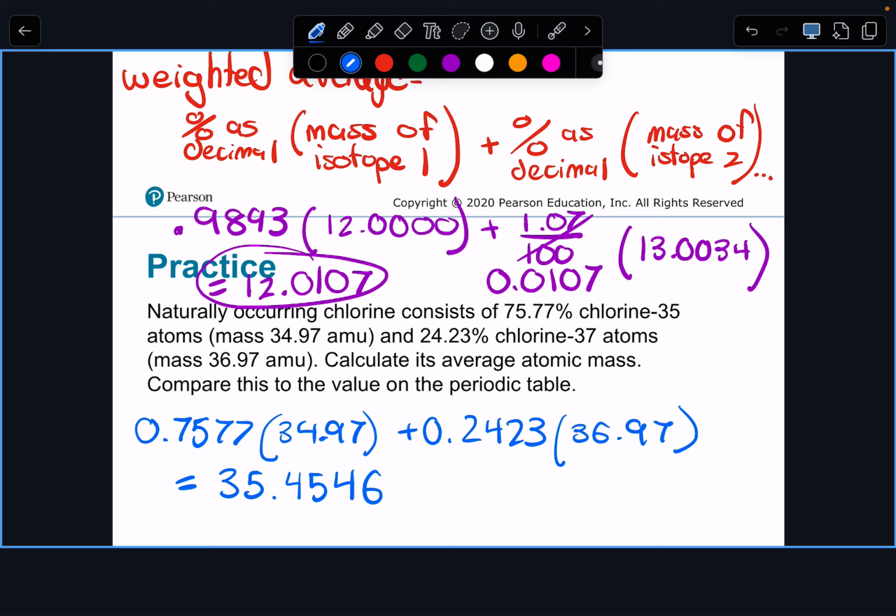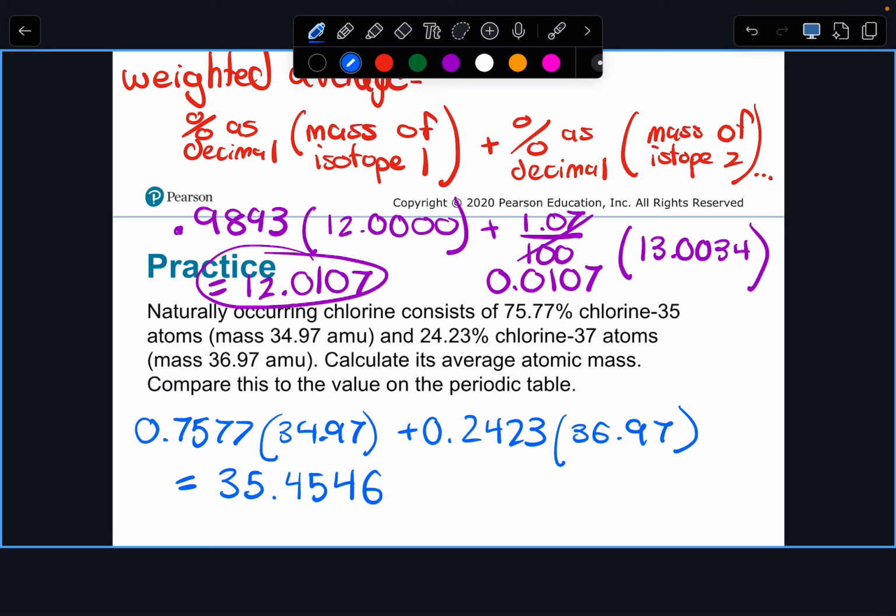All right, so as you're finishing up, check your answer. Did anybody look it up on the periodic table yet? What is it? Go ahead. 35.45. Perfect, 35.45. So really close to what this calculation comes out to be.